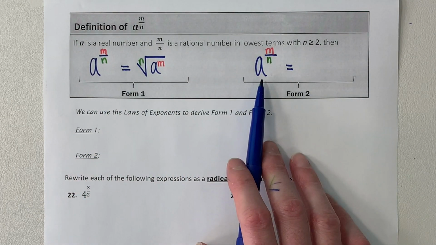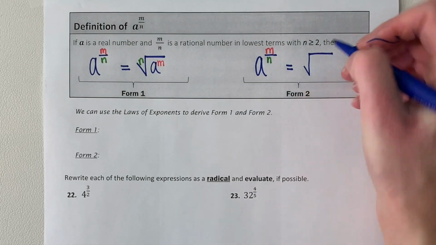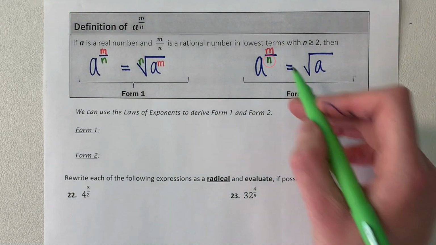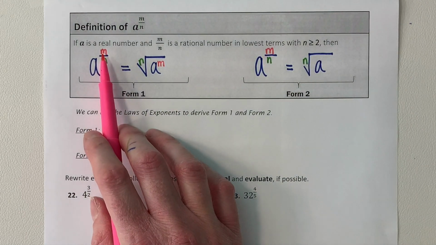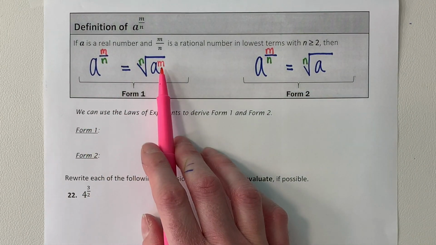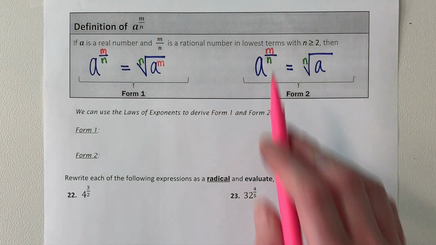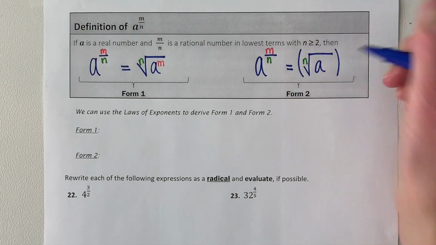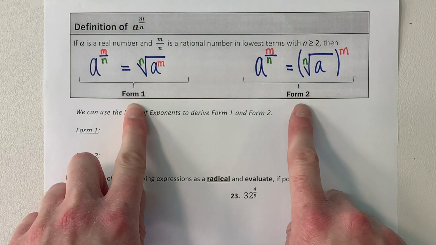To rewrite this expression as a radical using form 2, we start by drawing the a underneath our radical symbol. Then the denominator is always written as our index. Now the numerator, m, in form 1, we put as an exponent underneath our radical. But instead, we could have written m as an exponent outside of our radical, like this. Form 1 and form 2 are equivalent.